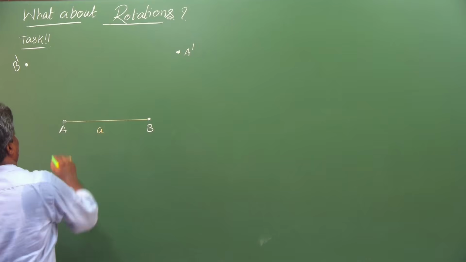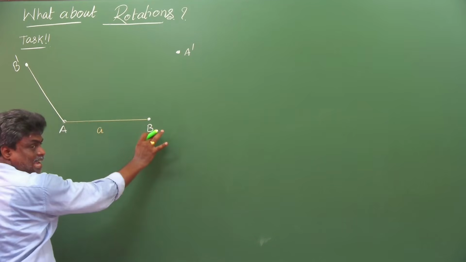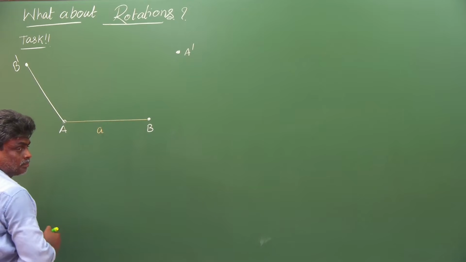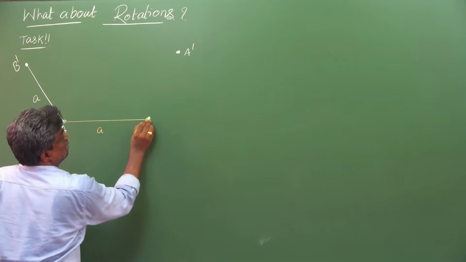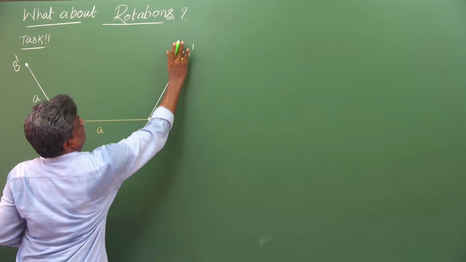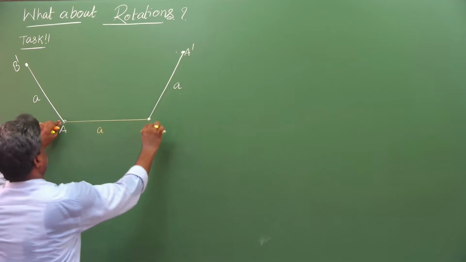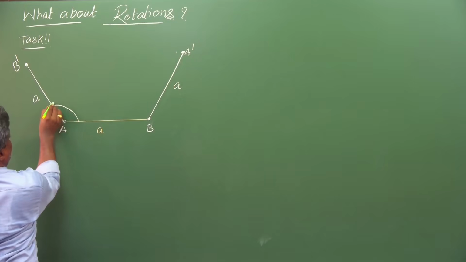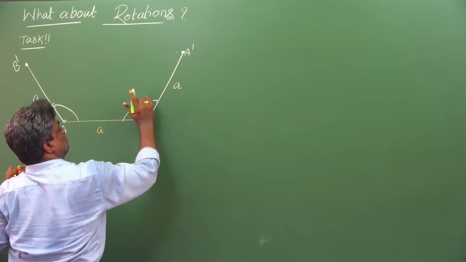Cool. Now observe one thing. If this is a, this is also a, and this is a, because the same vector we rotated like this and like this through an angle alpha. Cool.